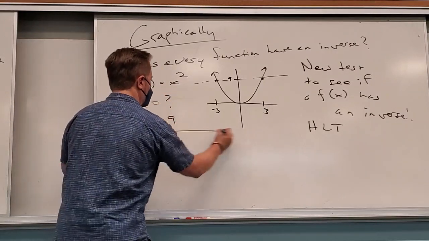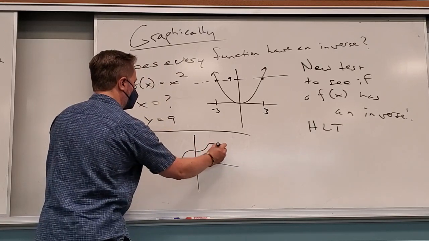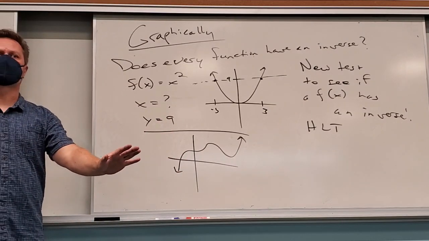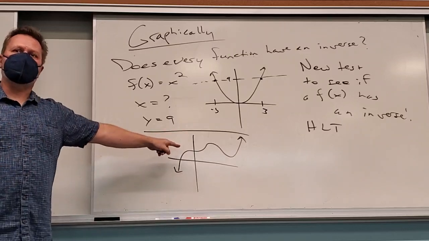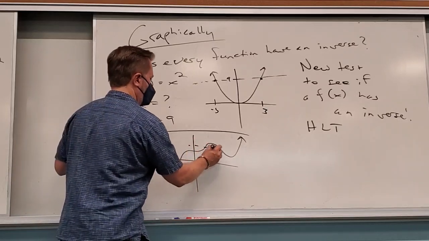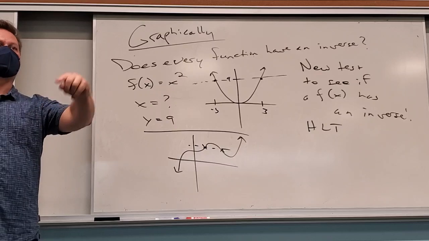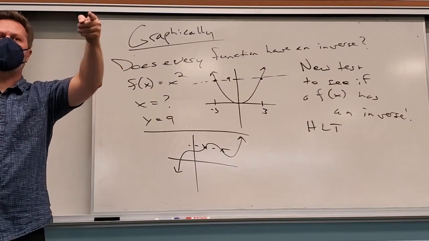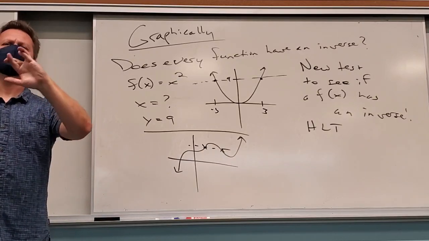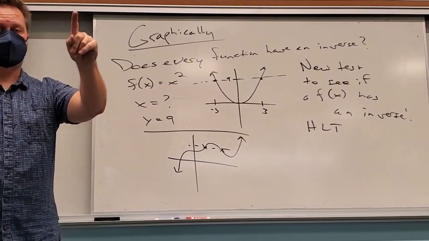So if I gave you a visual, is this a function? Yes, because it passes the vertical line test. Does that have an inverse? No. Why not? Because it doesn't pass the horizontal line test. There's at least one output that has two inputs, so I can't work backwards for everything. Hopefully that makes sense, and it's going to make even more sense in a minute.